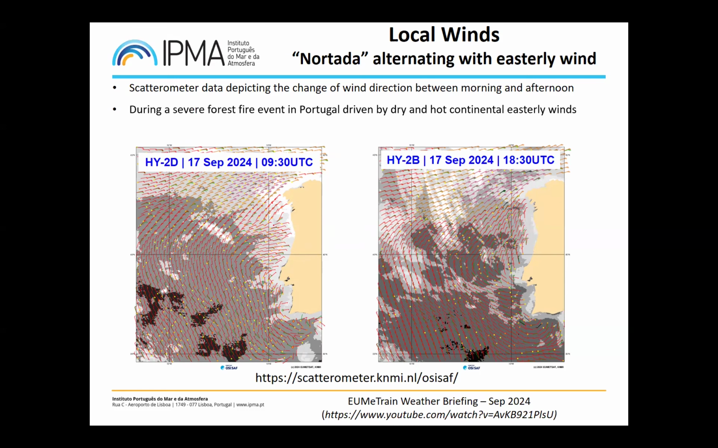This was a situation of severe forest fires here in Portugal that were driven by these continental easterly winds. And in this case, this Nortada wind coming from the north appeared, but only temporarily, not allowing significant moisture transport inland.